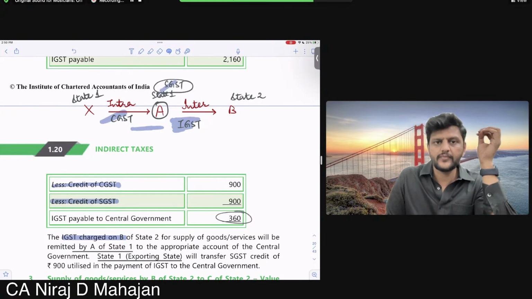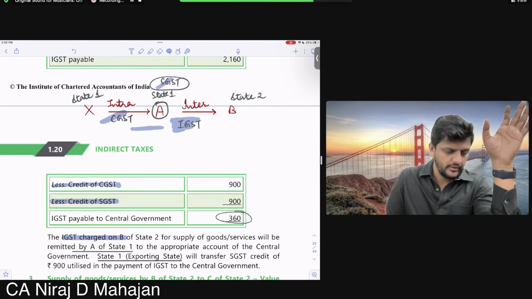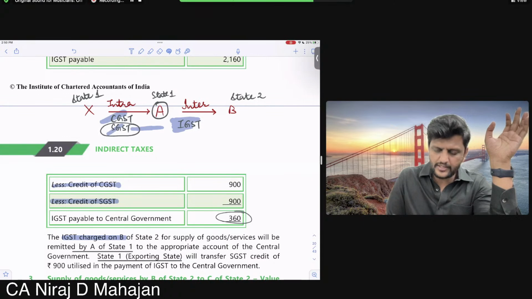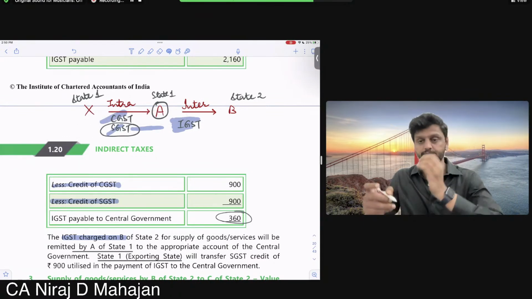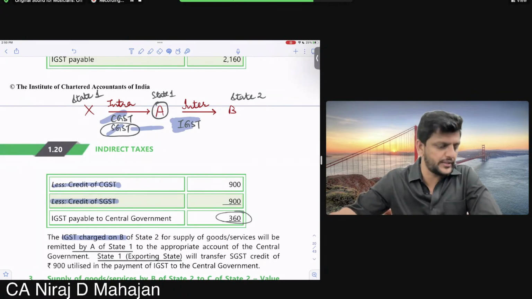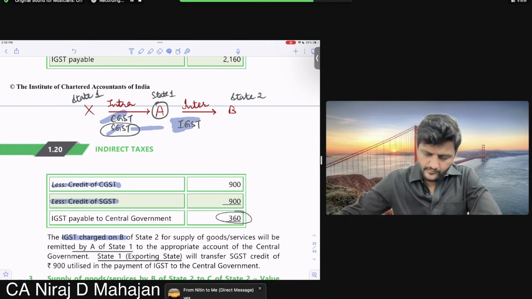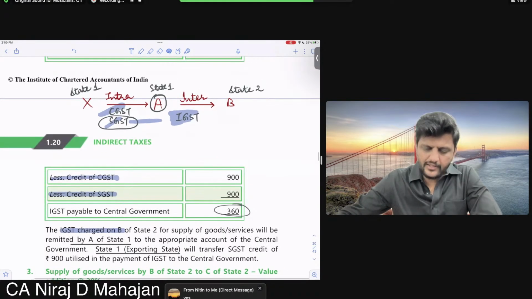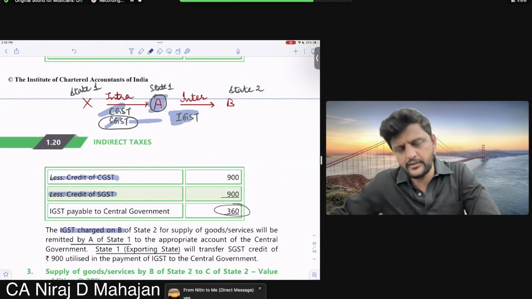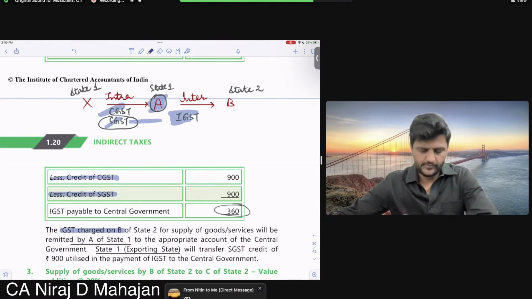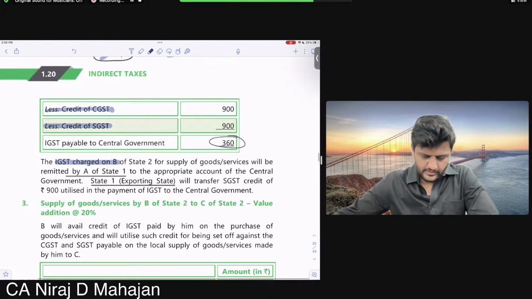Clear till here? This the government will do on its own. We are not involved with that. That is just the law part. We are not involved with the internal settlement between the governments. Fine till here, all of you? All of you okay? We are mainly concerned with how much A will pay to the government and which all credits he can take. Understood? Okay, this is the third example, I think.